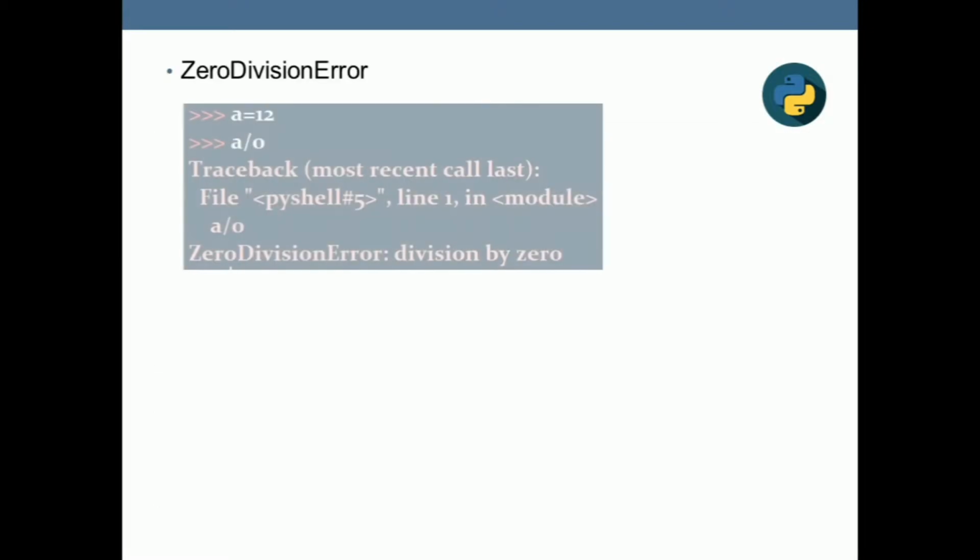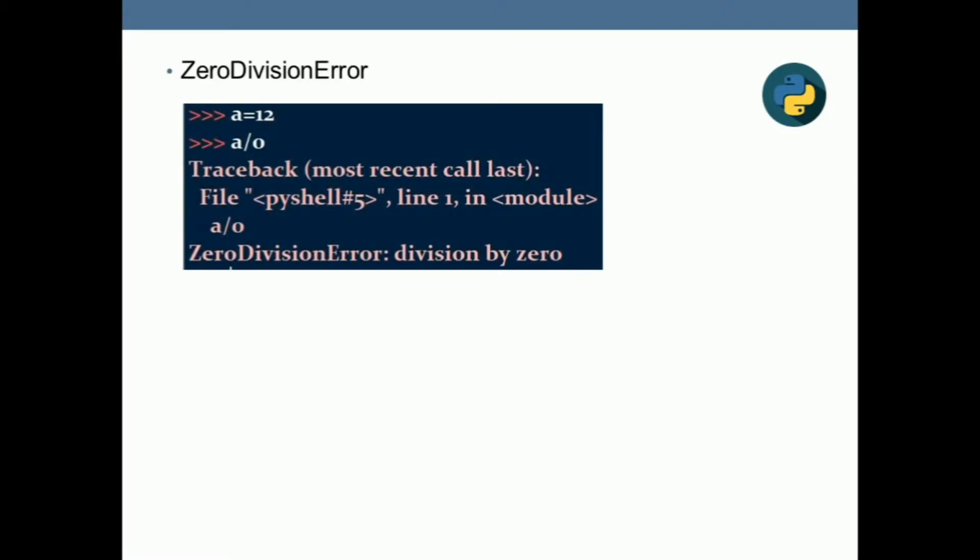First we see an example for ZeroDivisionError. In this example, I assign a value 12 to a variable a and we are dividing a by 0. When we try to divide a by 0, it throws an exception. In mathematics, anything divided by 0 is infinity, but in computer science, we cannot represent infinity with zeros and ones. So in computer science, dividing anything by 0 is an error. Next, IndexError.